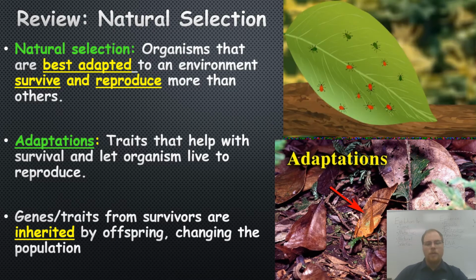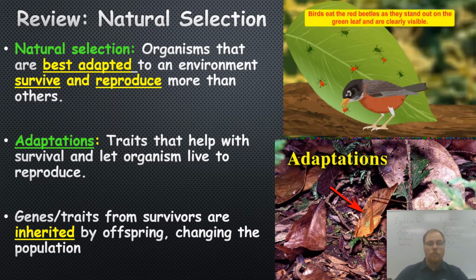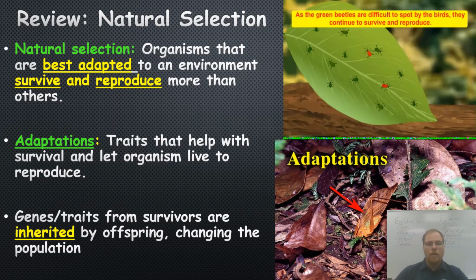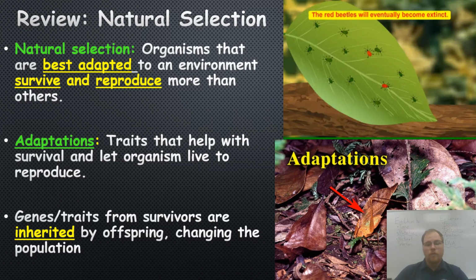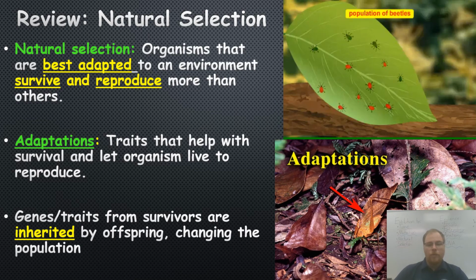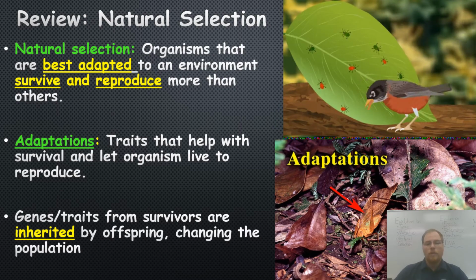Now, I know natural selection is a large topic and it's hard to cover in just one slide, but natural selection can be summed up pretty quickly. It's survival of the fittest. Those organisms that are best adapted are able to survive and reproduce. Adaptations are things that help them survive. And if they're able to live long enough to reproduce, they can pass on those adaptations to their offspring.